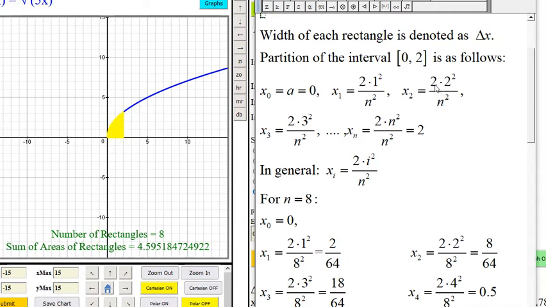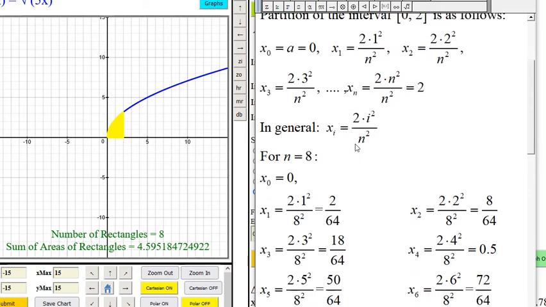And then x of 2 would be 2 times 2 squared divided by n squared. And so x of 3 would be 2 times 3 squared divided by n squared. And then all the way up to x of n, which must equal 2, since the bounded region is from 0 to 2.